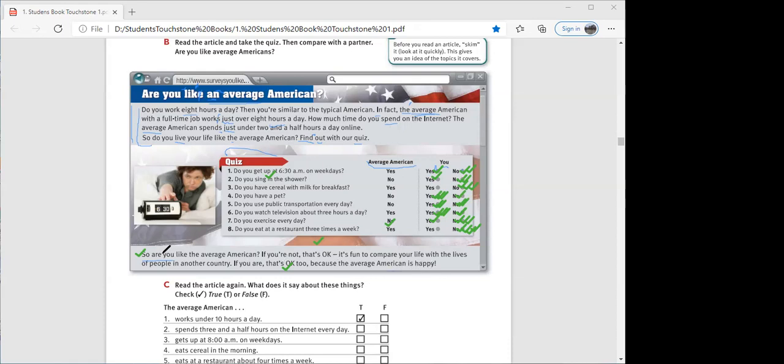All right. Remember when you read, if you have a question mark, you have to make it a question, right? The intonation. So: If you're not, comma, that's okay. It's fun to compare your life with the lives of people in another country, period. If you are, comma, that's okay too, comma, because the average American is happy. There's an exclamation mark here.